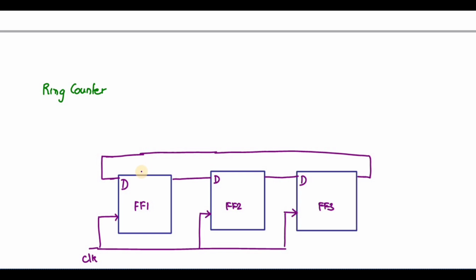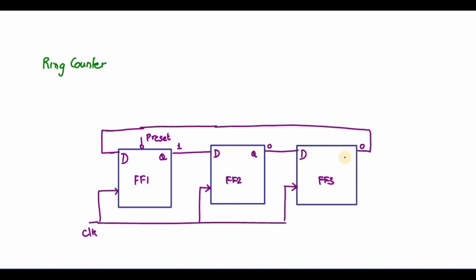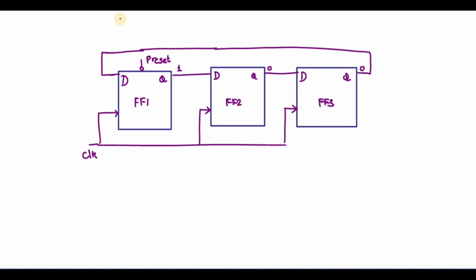Okay, so here you have a preset pin. With the help of the preset pin, I can make the output of flip flop 1 as 1, and the rest of the outputs of the flip flops are 0. So I can say the initial state of the outputs of the flip flops Q1, Q2 and Q3 is 1, 0, 0.